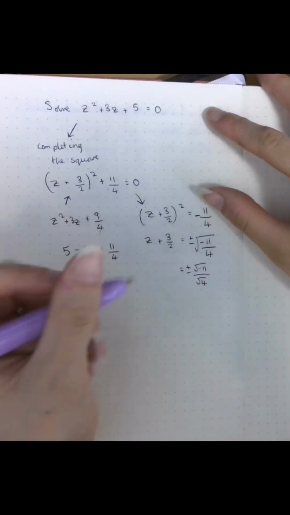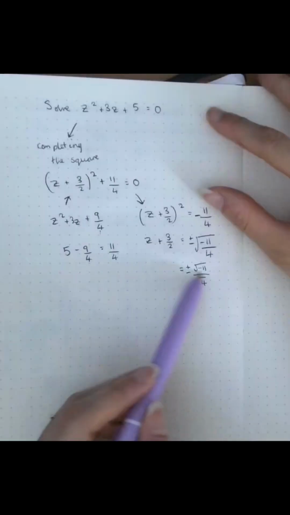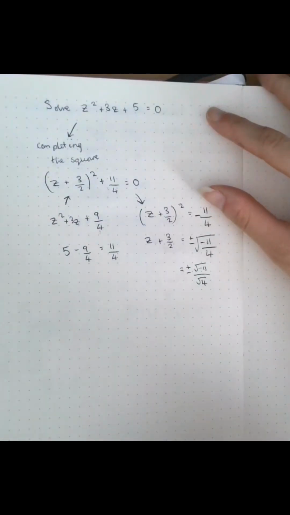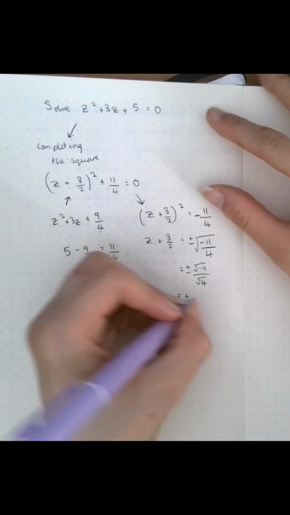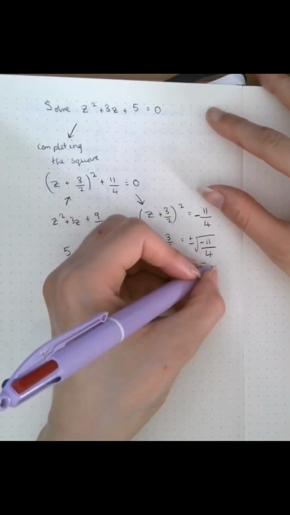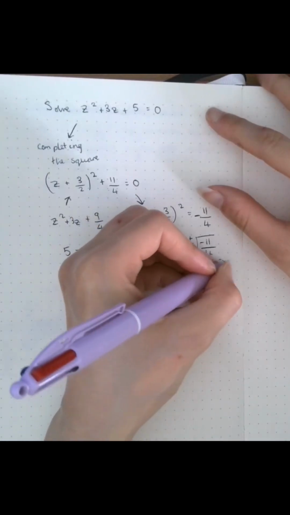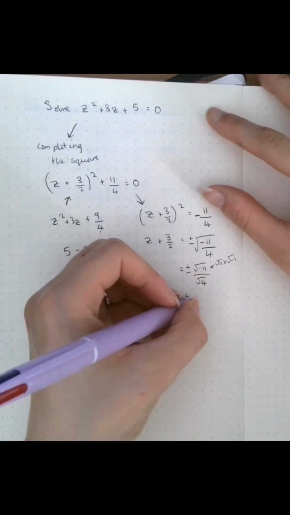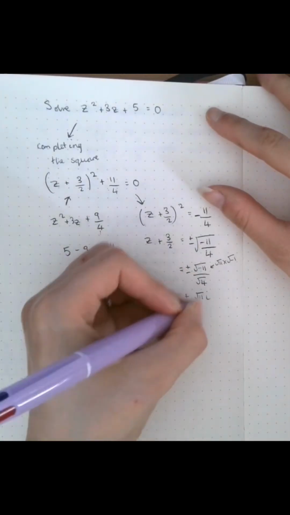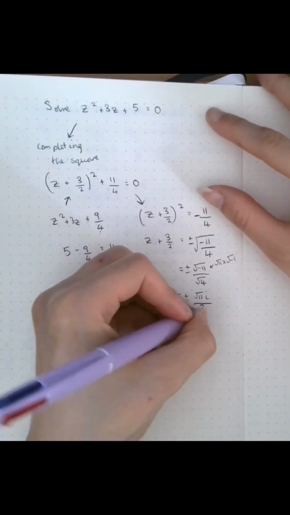And hopefully you can see why I've done that, because this bit here now, I can then just write that as a 2. So what I can do now is rewrite that and say, well, the square root of negative 11 is the square root of 11 times the square root of negative 1. So that will become root 11i. And then the root 4 will become 2.